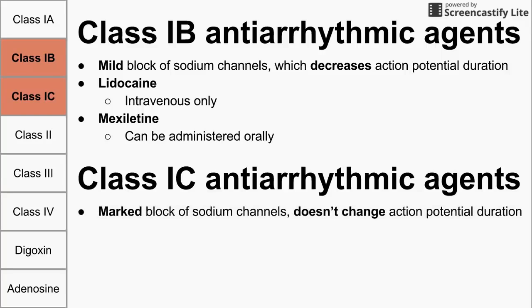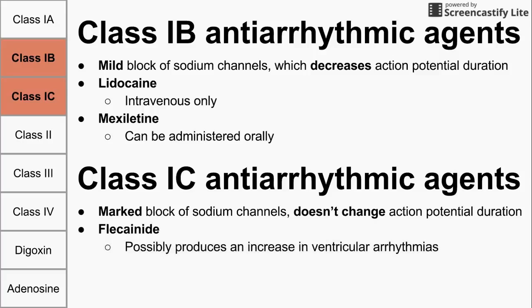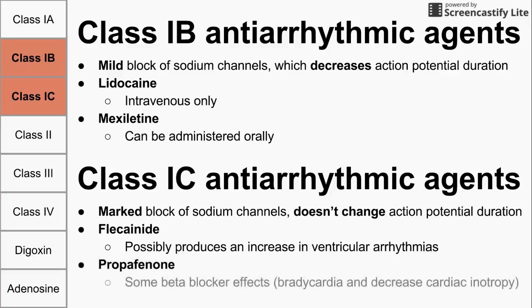Class 1C agents provide a marked block of sodium channels, and this actually doesn't change the action potential duration. The two class 1C drugs are flecainide, which produces an increase in ventricular arrhythmias, so it's not quite the best antiarrhythmic agent. Propafenone is a little better. It does have some beta blocker effects, typical beta blocker effects such as bradycardia and decreasing cardiac inotropy.